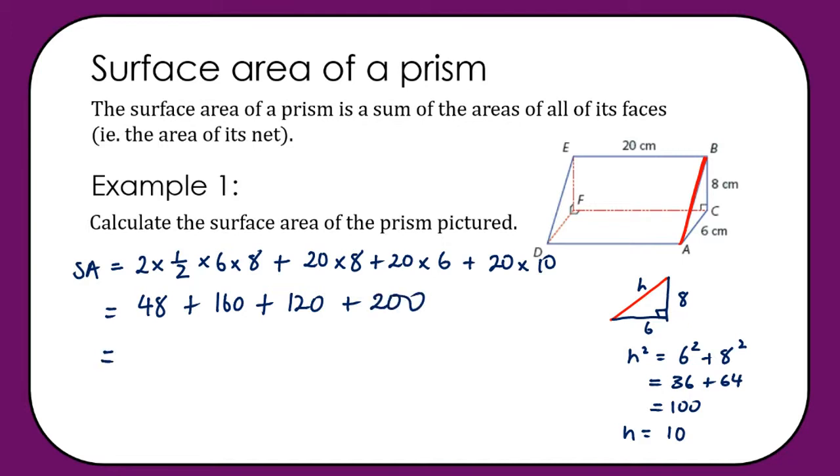So we want to add these together. Again, thinking about grouping where possible, or trying to make life easier, I'd probably add the 48 on last. 200 plus 120 is 320, plus 60 is 380, plus another 100 is 480, then plus 48, 480 plus 48 is 528. And so we have the surface area of the prism. Now units, it's an area and the units are centimetres, so 528 centimetres squared.